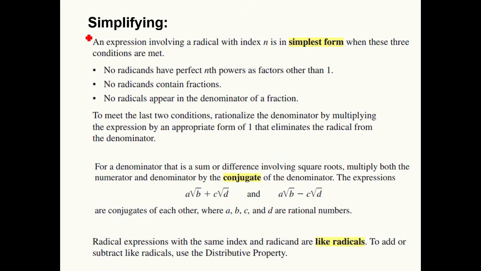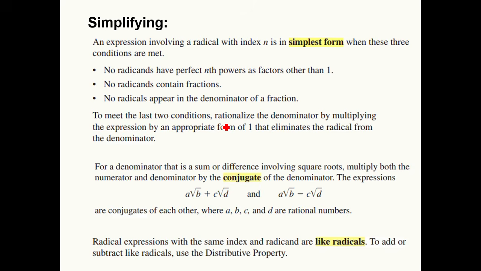All right, so one of our tasks is going to be simplifying radicals. An expression involving a radical with an index is in simplest form when we have these three conditions met. So we have no perfect nth powers underneath our radical sign. That's what it means to be a part of the radicand. We have no fractions underneath our root symbol, our radical symbol, no radicand that contains fractions. And no radicals end up appearing in the denominator of a fraction.